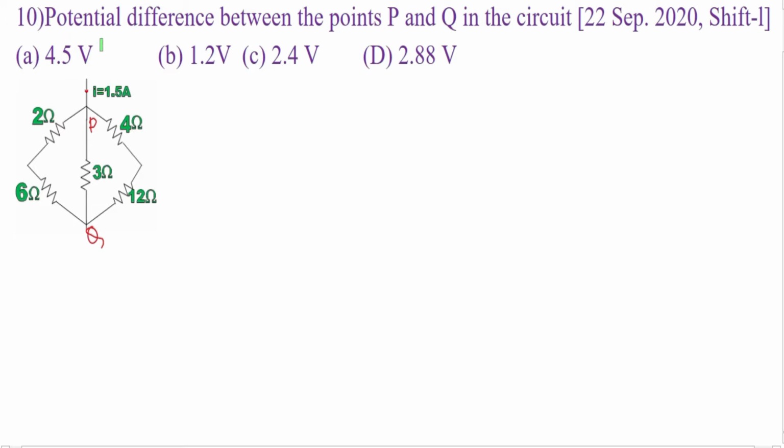What is the 10th question? The potential difference between the points P and Q in the circuit is... So this is the point P, this is a circuit. In this circuit, this is point P and this is point Q. Now you have to calculate the potential difference between the points P and Q. Before going to this concept, you should know what is meant by series connection and parallel connection.